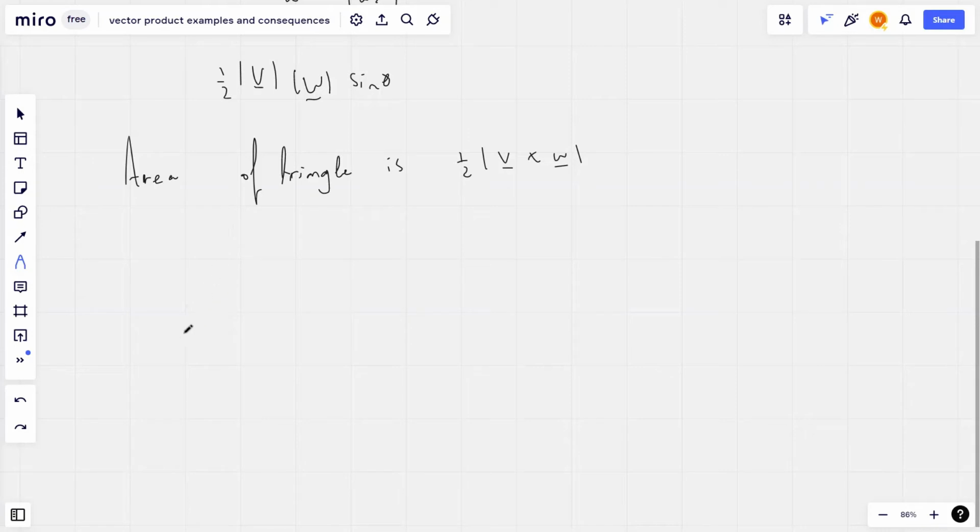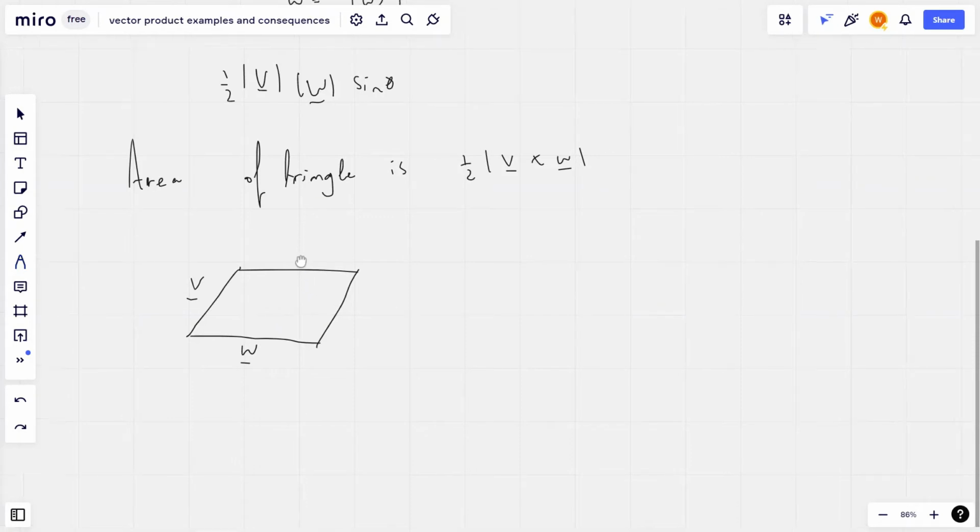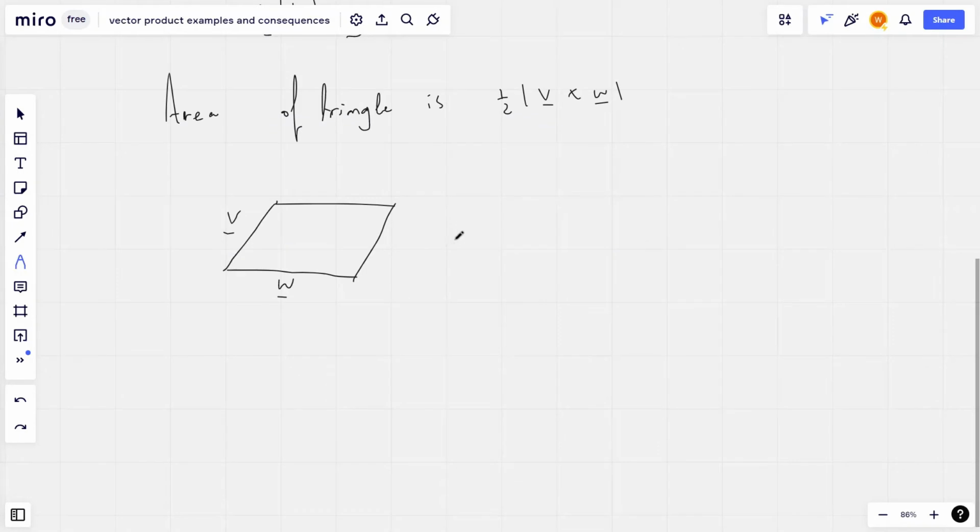So what if we think about a parallelogram this time, and say we're just given our vector here and our vector here, because these are just identical but they're shifted from these, so we only care about their direction, we don't care about their actual position. So okay, how do we find the area of this?